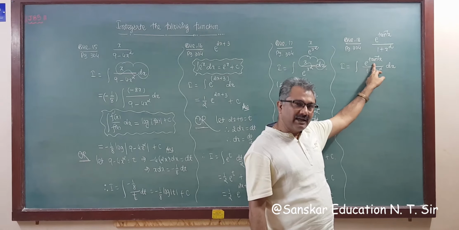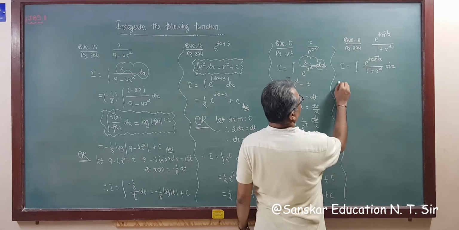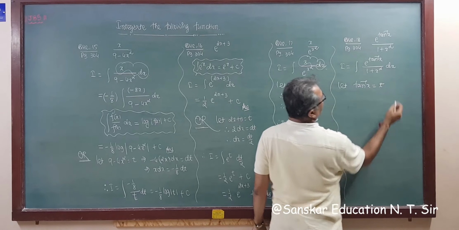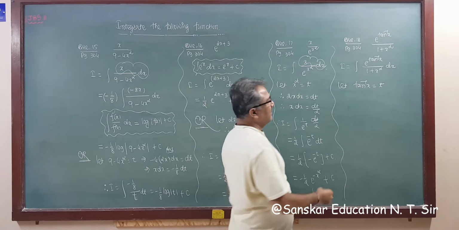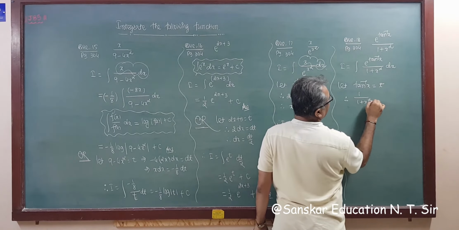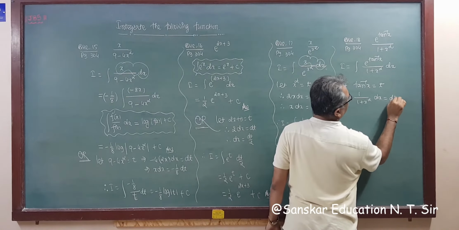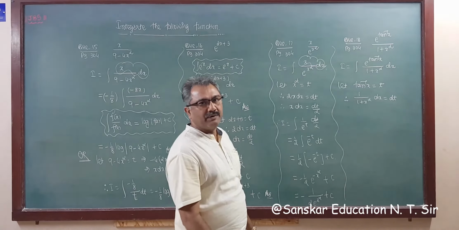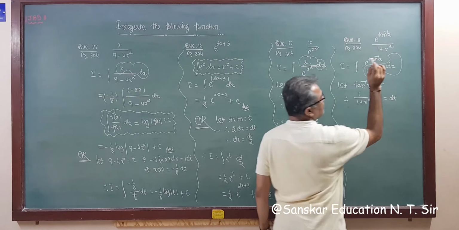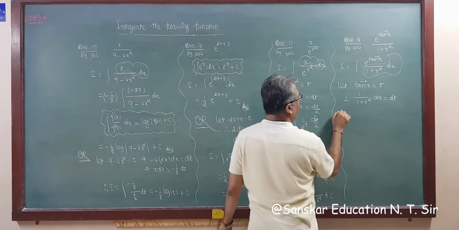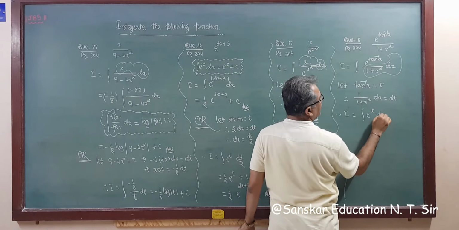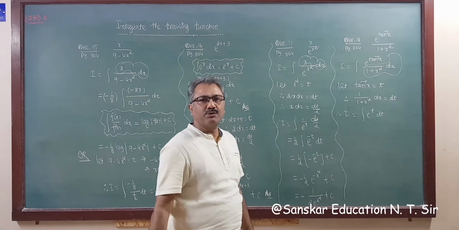What do we have to take? Tan inverse x as t. So let tan inverse x is equal to t. The derivative of tan inverse x is 1 upon 1 plus x square dx, which is equal to dt. That means this is your dt. So I will be the integration of e raised to t dt.